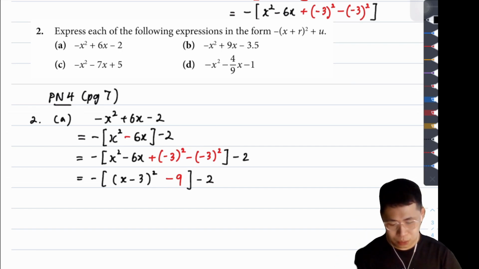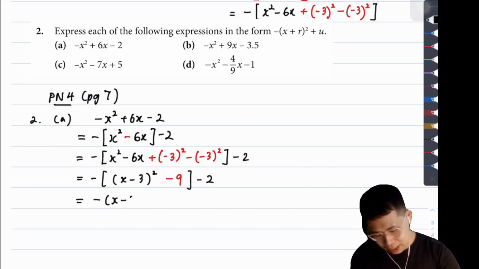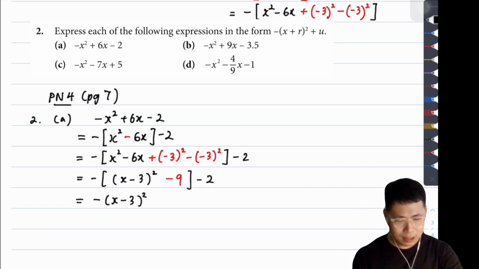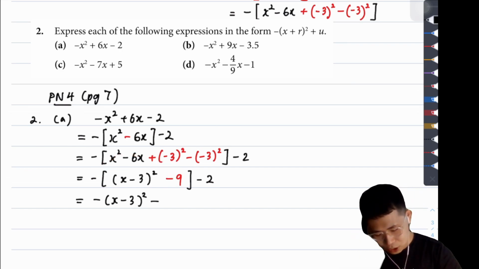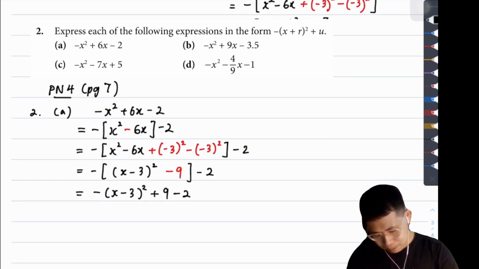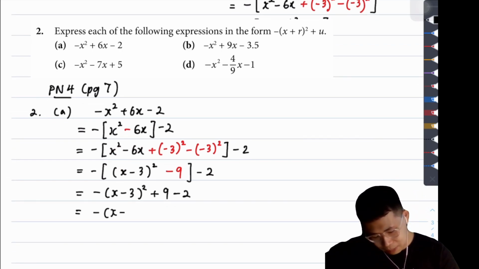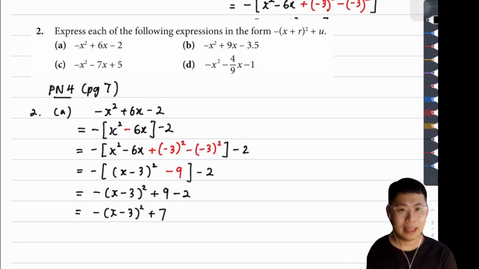Then we redistribute the negative back in. So we have negative x minus 3 square, then we have negative this, and we need to negative this as well. So we have a plus 9 minus 2. What do we get in the end? This will be equals to negative x minus 3 square plus 7. Okay, question 2a, we complete the square like that.